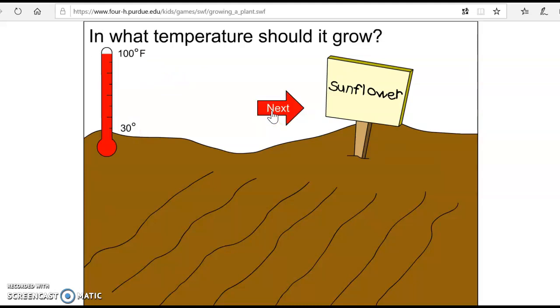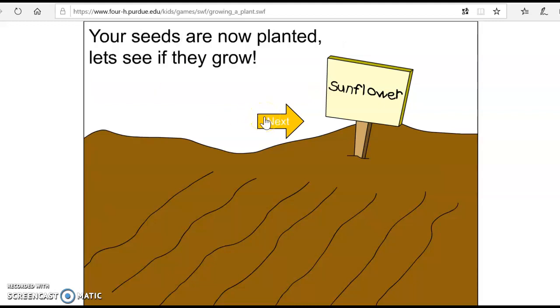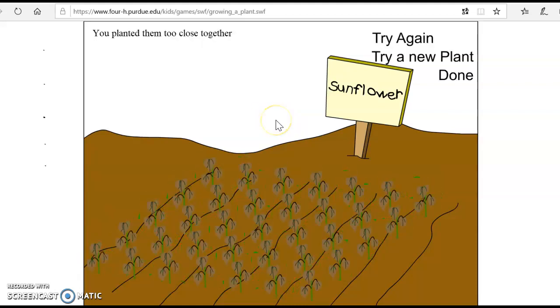What temperature should it grow? Again, I'm thinking between 60 and 70 degrees. So I'm going to click right here on my thermometer. And how far apart should the seeds be planted? I'm going to say about 1.5 feet. And now I'm going to click next. And it says your seeds are now planted. Let's see if they grow. Oh no! I planted them too close together. I'm going to have to try it again.